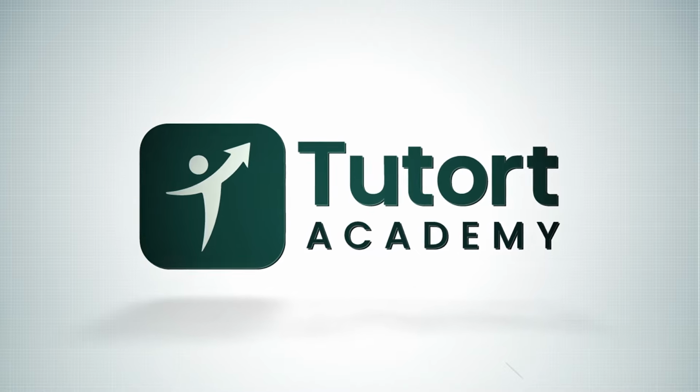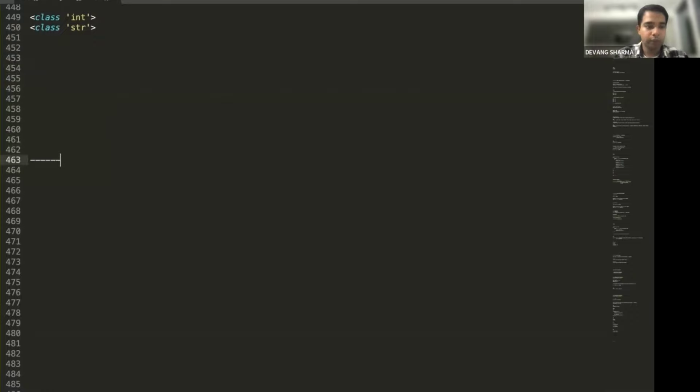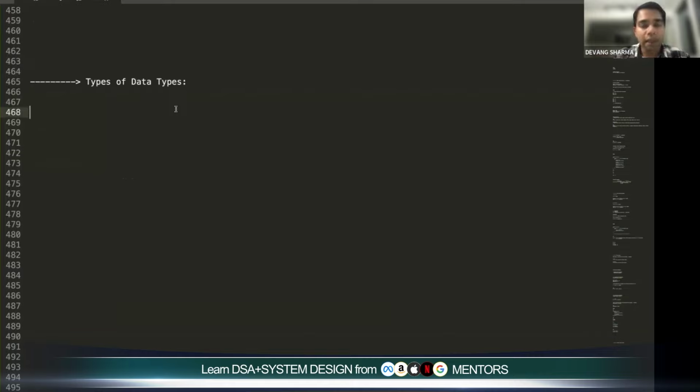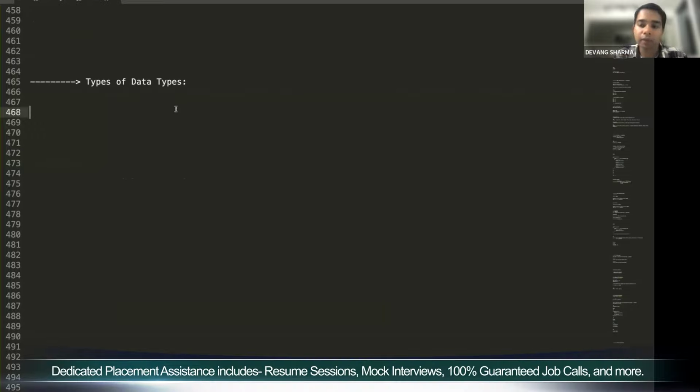Cool, guys. Now let's move on to the next part, which is types of data types. So one thing is clear. We talked about different languages, compiled and interpreted languages. We know that compiled languages are strictly typed languages and interpreted languages are loosely typed languages. Now let's talk about what the different data types are. What are the categories of data types?